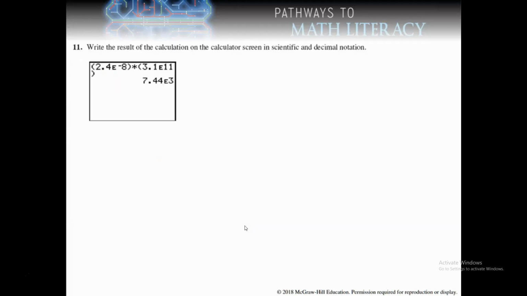And in 11, we're looking at how numbers in scientific notation appear on a graphing calculator. So in this case, the result, 7.44 capital E3. What that means is scientific notation 7.44 times 10 to the third. And then it asks us to also write that in decimal notation or as a regular number. So to write that as a regular number, we would write 7.44, and then times 10 to the third means I'm going to move that decimal point 1, 2, 3 places to the right, which gives me the number 7,440.